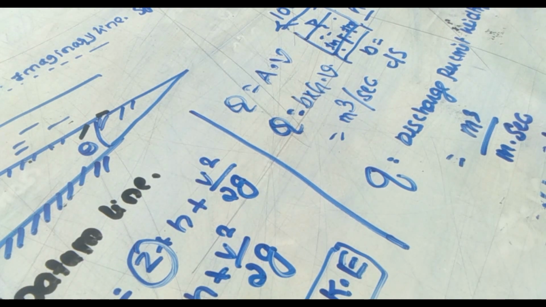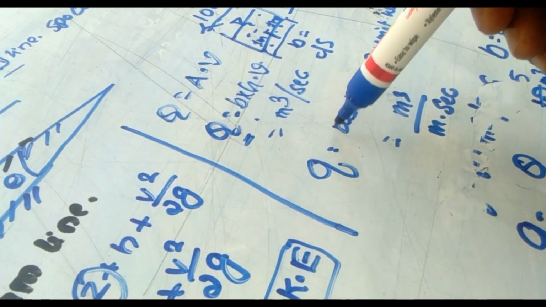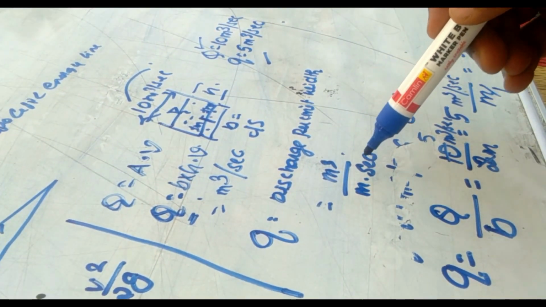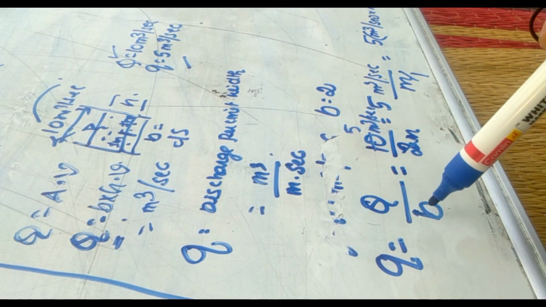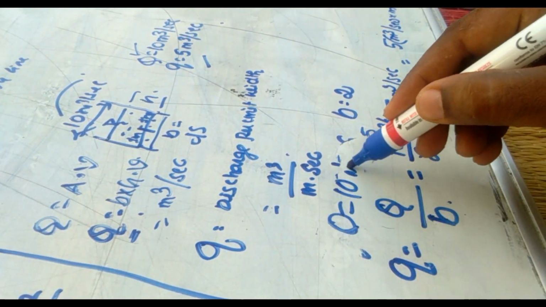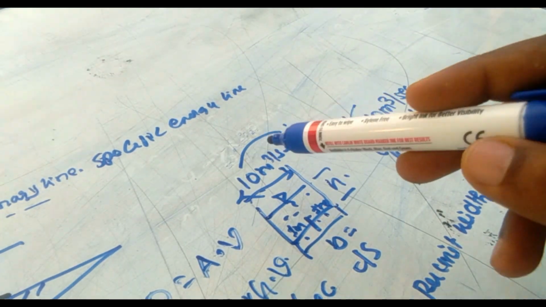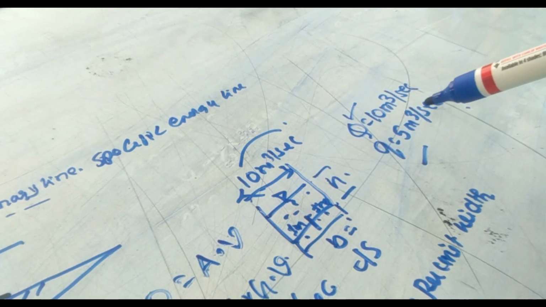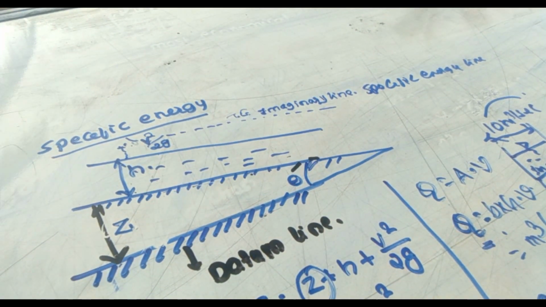So we have two q's. Capital Q, discharge, is equal to area into velocity, with unit meter cube per second. Small q is discharge per unit width, with unit meter cube per meter per second, which I explained. Small q is equal to Q by b. Suppose Q is 10 meter cube per second and breadth is 2 meter. The total water flowing in this rectangular section is 10 meter cube per second for 2 meter width, so for every meter the discharge q is 5 meter cube per second. That is the small explanation about specific energy.